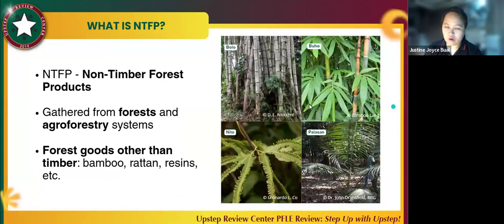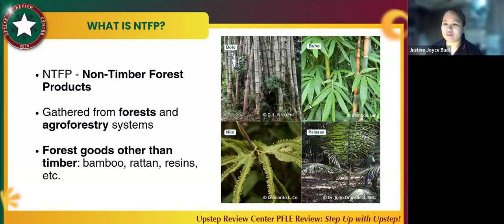So what are NTFPs? It basically means non-timber forest products. Think of anything that we get from the forest and even in the agroforestry systems that is not considered timber. That is part of an NTFP. This could be things that people use for food or even medicine, crafts, construction, even resins and oil. So forest goods other than timber are considered NTFPs.